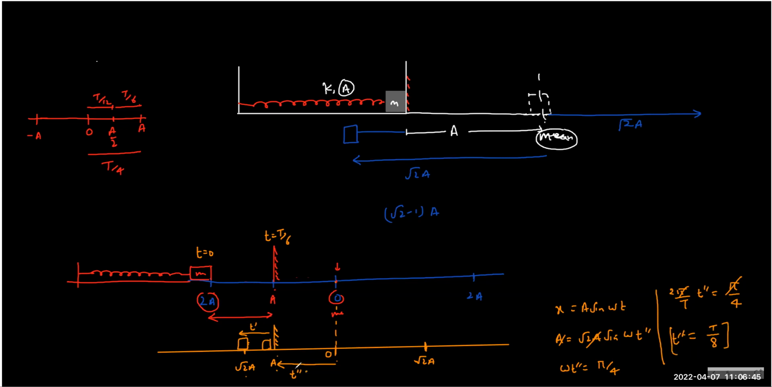Now, if this is T by 8, luckily, what is this value? Because we know the net is T by 4, this is also T by 8, I think so. Isn't it? If this is T by 8, what is this value? T by 8. So luckily we got the answer for T dash also. So now, what is the total time since the beginning? This T by 6 and T by 8. Isn't it? So we got this answer.